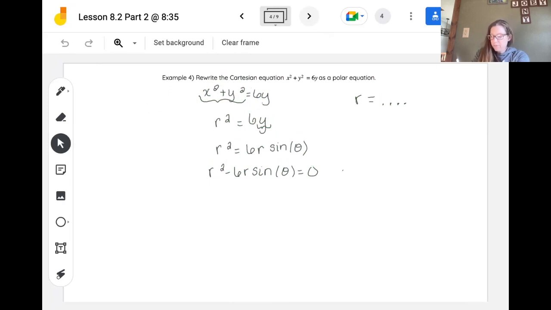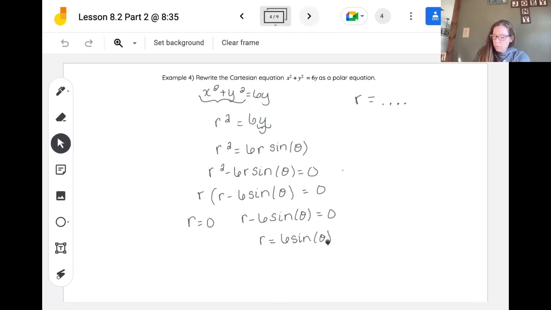I'll factor the greatest common factor, r, leaving me with r times r minus 6 sine of theta equals 0. So r is equal to 0, or r minus 6 sine of theta is equal to 0, which gives r equal to 6 sine of theta. When r is equal to 0, that is just at the origin. That doesn't give us anything, because it's just a point at the origin itself. So we can reject the origin. It's not anything that's useful. However, r is equal to 6 times sine of theta definitely looks like a polar form equation. So now I know that I can stop.